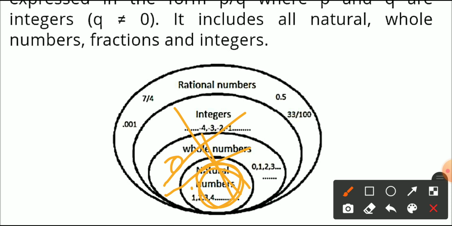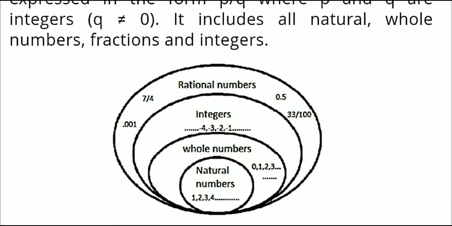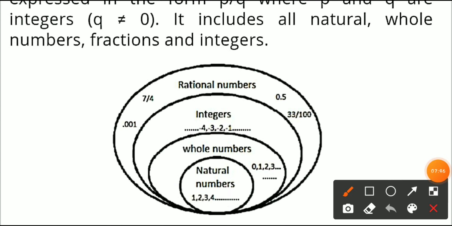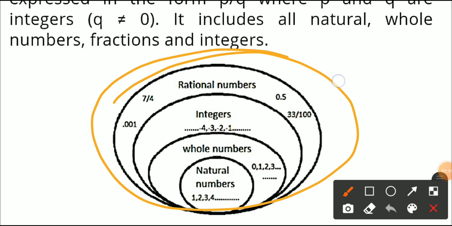And if we include the fraction numbers along with the integers, they become rational numbers. So basically, whatever types of numbers you have learned, the combination of all the sets of numbers which you have studied till now are known as rational numbers.